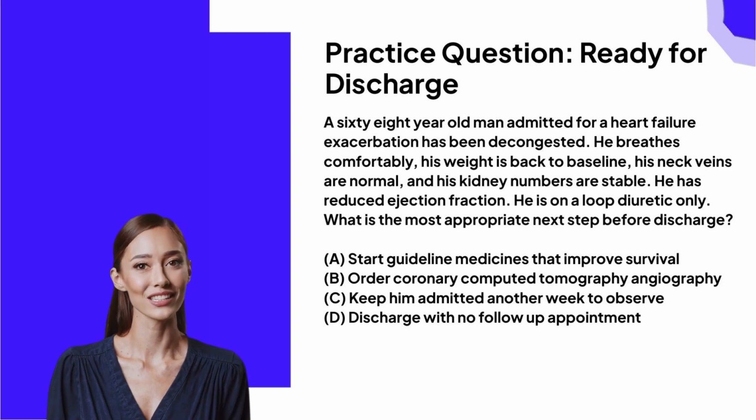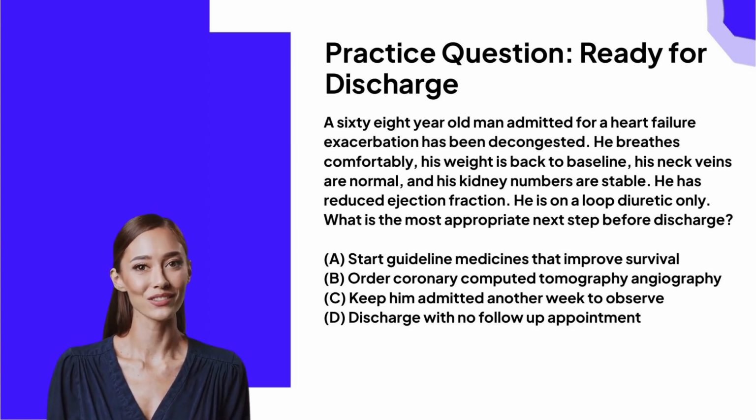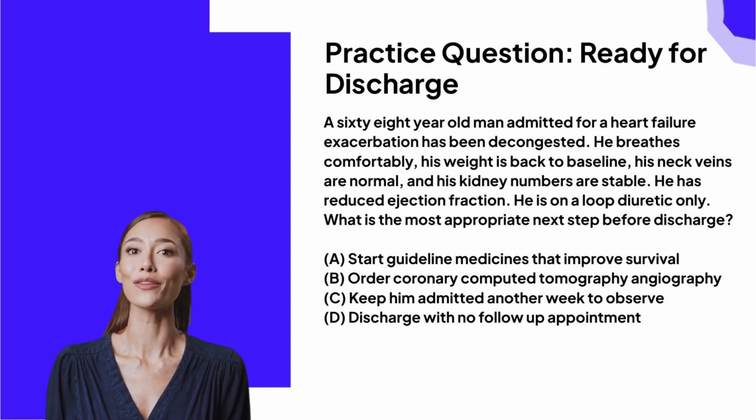Here is our third practice question, and it is all about optimizing the patient before discharge. A 68-year-old man admitted for a heart failure exacerbation has been decongested. He now breathes comfortably, his weight is back to baseline, his neck veins are normal, and his kidney numbers are stable. He has a reduced ejection fraction, and right now he is on a loop diuretic only. The question asks for the most appropriate next step before discharge.